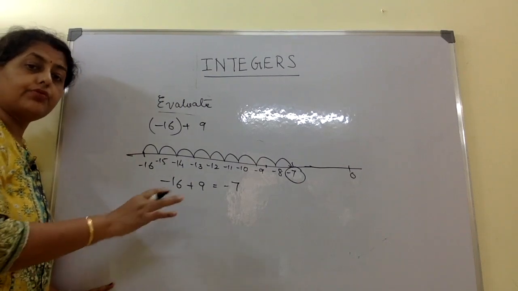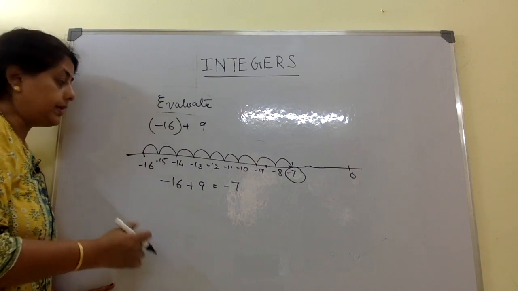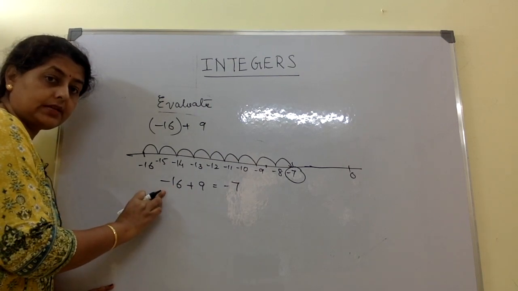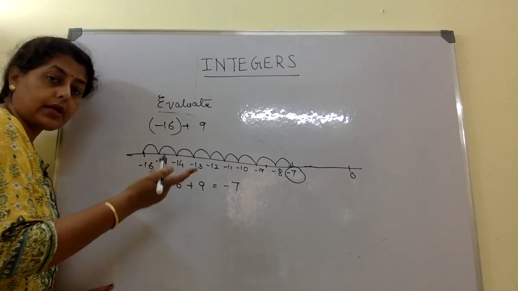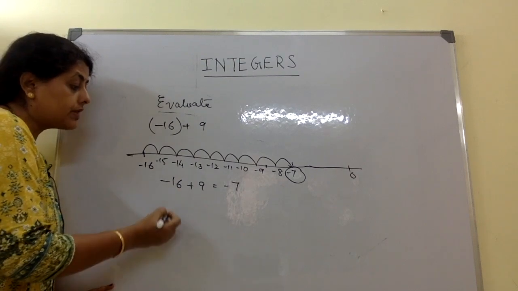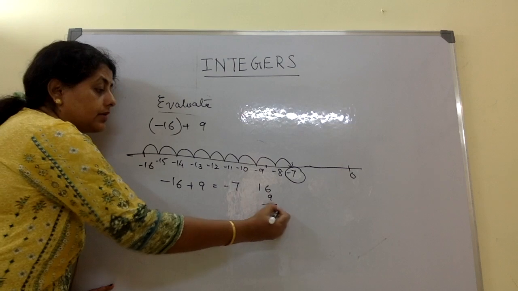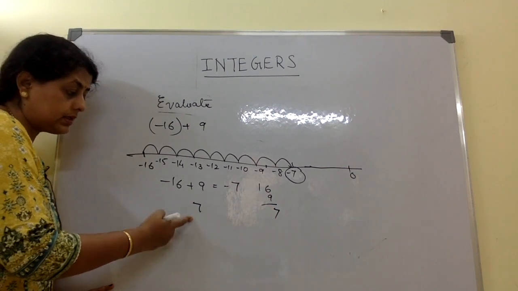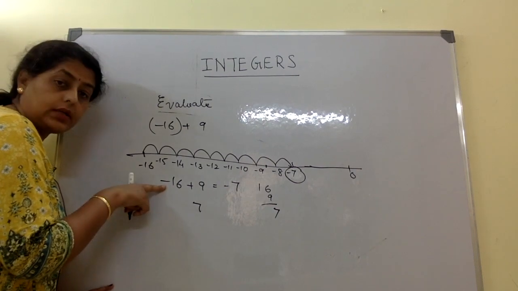Now let me do it without the number line. So they are two different signs. One is minus, one is plus. So I will subtract. Different signs, subtract. If I subtract 16 minus 9, how much do I get? I get a 7. I'll write that 7. And what will I do now? I will put the sign of the bigger number.